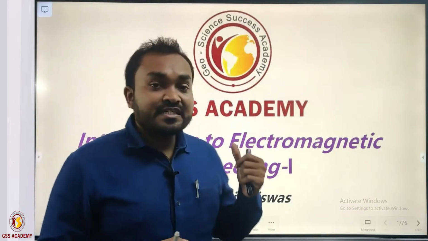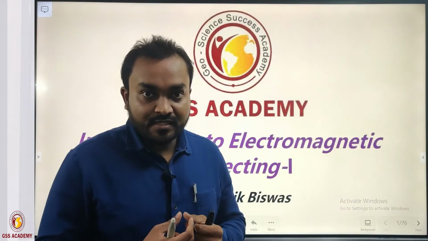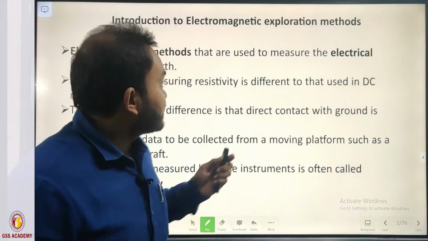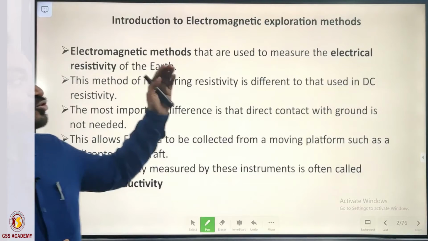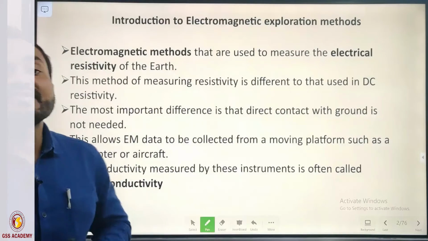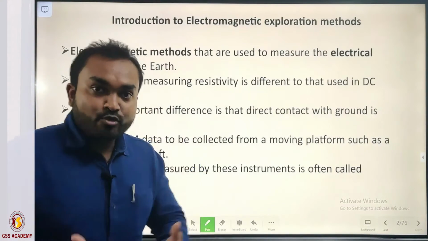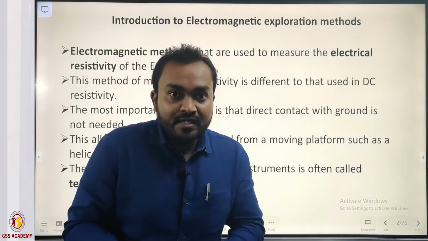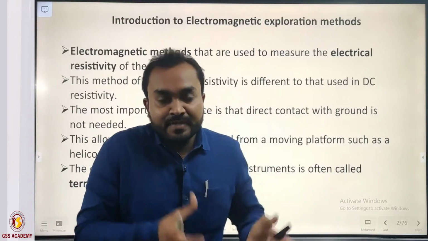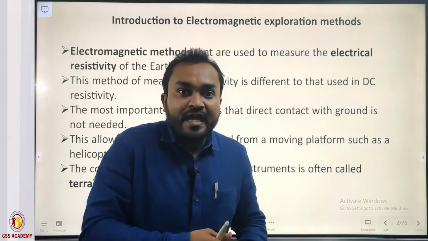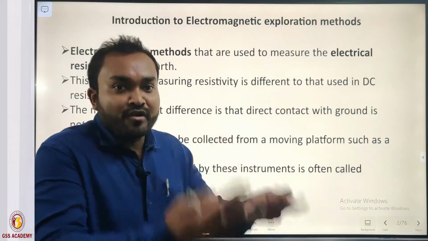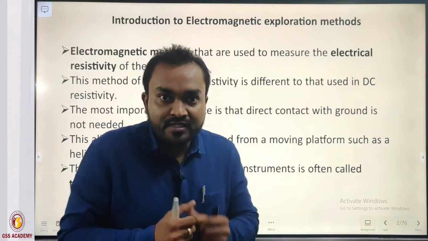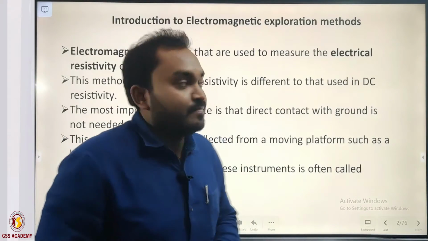So what is basically the electromagnetic method? Basically, what do we do with this electromagnetic method? The electromagnetic method is used to measure the electrical resistivity of the earth. Like your DC electrical method, here also we calculate it, but this method is a little bit different. There you need contact with the earth, here we don't need any contact with the earth. That is the advantage of this electromagnetic method.